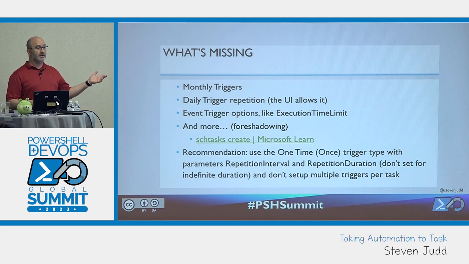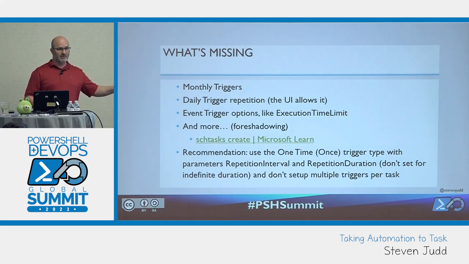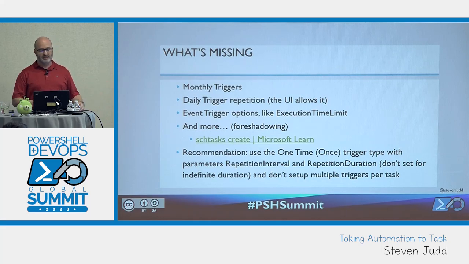So here's my recommendation. My recommendation is use the one time or the once, because that's the flag once, trigger type with parameters repetition interval and repetition duration, but don't set repetition duration. I'd put it on here, but unless you're needing to use it, like you need this task to stop at the end of this year, don't use that and just set them up for infinite, and then don't set up multiple triggers per task. But your situation may require that, so okay.